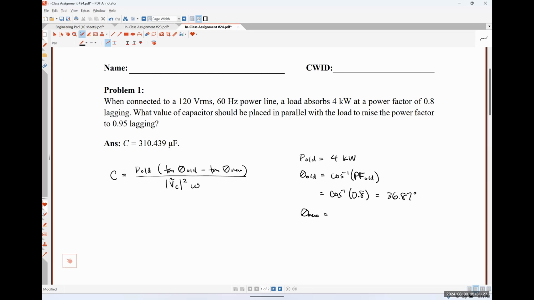Exactly right. Because we know our target power factor, or our new power factor, we can solve for that as well. So the inverse cosine of PF new, which is just the inverse cosine of 0.95. I got 18.195 degrees.